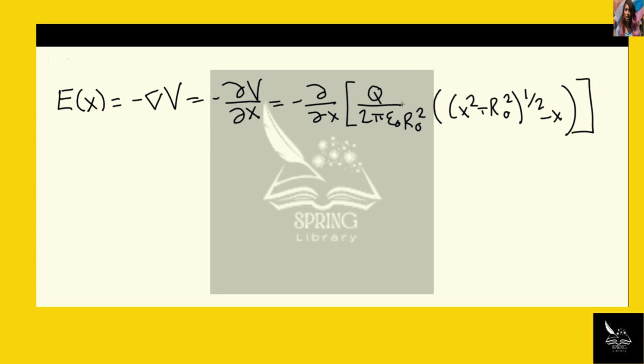Doing this derivative in x is actually relatively straightforward. We can do a little bit of product rule and maybe even a chain rule. We end up pulling all the constants out first of all, q over 2 pi epsilon naught r naught squared, and we're left with just some remaining stuff involving x.